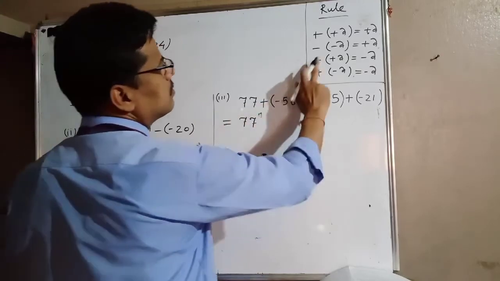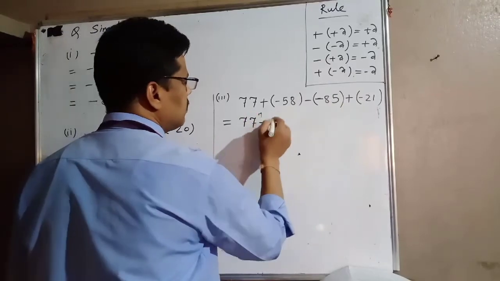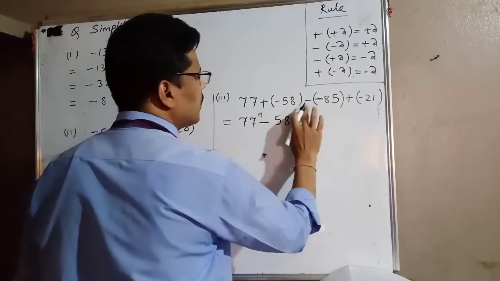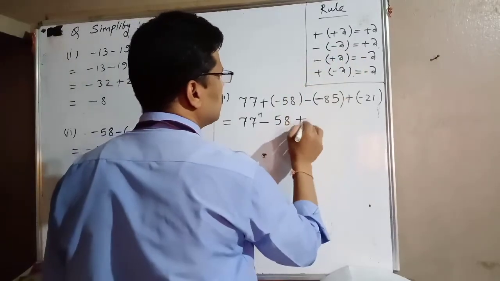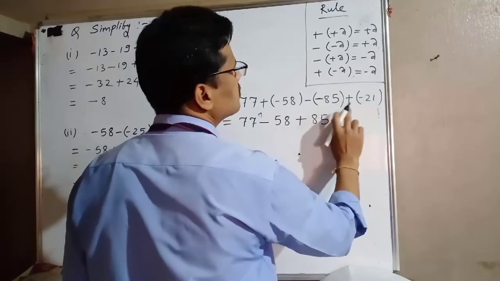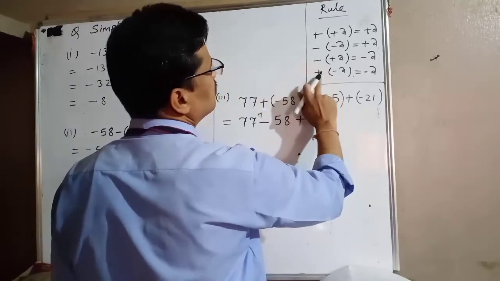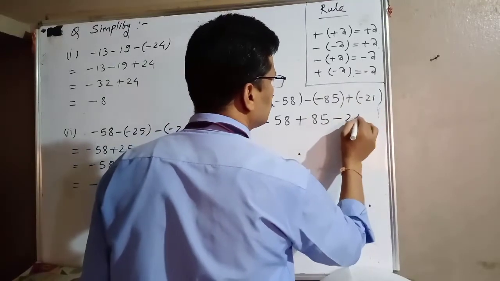Plus minus. Look here. Plus minus is minus, so we have to put the minus sign. 58. Now minus minus. Look here. Minus minus is plus, so we have to put the plus sign. Plus 85. Plus minus is minus. Look here. Minus 21.